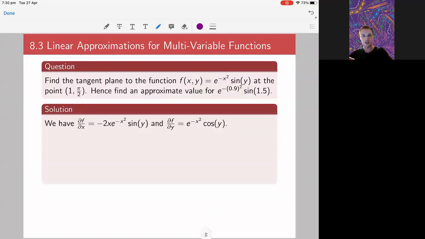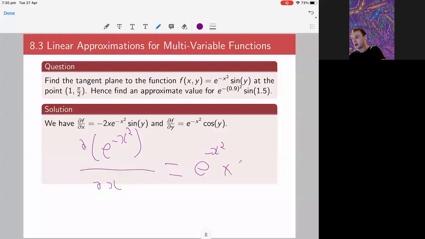In order to find the tangent plane, we have to take the derivatives. Let's differentiate with respect to x first. Well, we know how to differentiate the exponential function. That's just the exponential function times the derivative of what's inside, minus 2x times e to the minus x squared. Sine of y is just a constant, so that comes out the front. Similarly, if we differentiate with respect to y, the e to the minus x squared comes out the front, but the sine of y becomes a cosine y, because the derivative of sine x is just cosine x, so the derivative of sine y is cosine y.